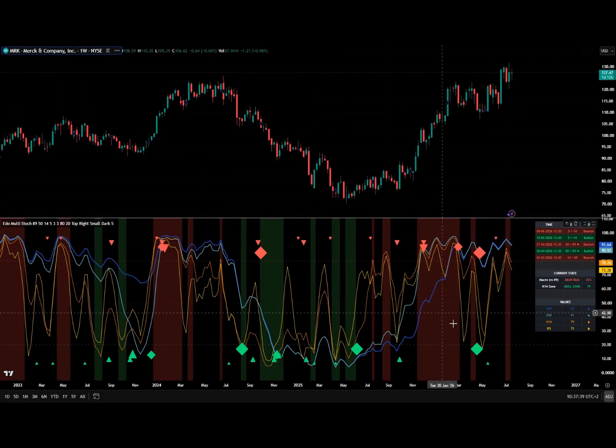When the 50 crosses the 89 the indicator prints a diamond instead of a triangle. That is the structural cross. It is the slowest pair on the chart, so it does not happen often, and when it does it is a change of phase, not a trade.